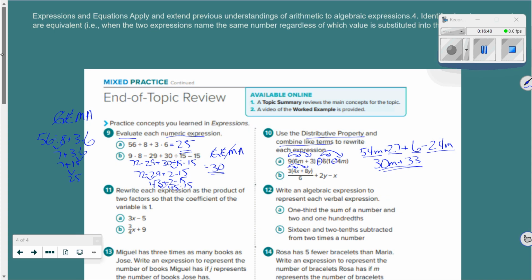So I need to go ahead and distribute that number first. So 3 times 4x is going to give me 12x plus 2 times 4 gives me 24y divided by 6 plus 2y minus x. So now I can divide this now that both these terms have a separate number. So 12 divided by 6 is going to make that 2. 24 divided by 6 is going to make that 4. So that gives me 2x plus 4y plus 2y minus x. Combine my x terms first. 2x minus x gives me x. 4y plus 2y gives me 6y.